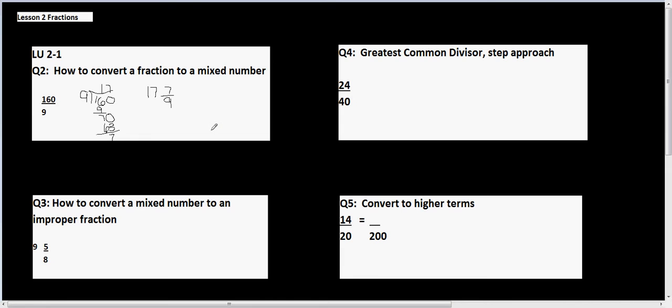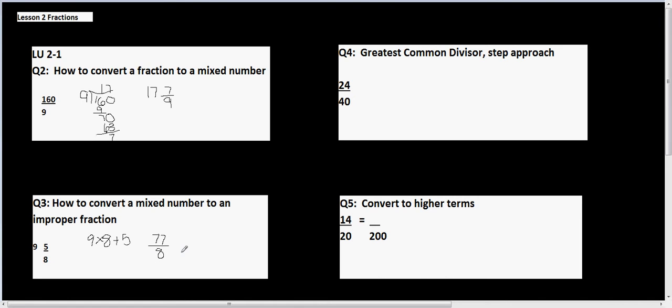Now, if we want to convert a mixed number to an improper fraction, in our example we've got 9 and 5/8. How many 8s do we have in total here? The way to solve that is by taking 9 times 8 and then add 5 to that. So 9 times 8 is 72. 72 and 5 is 77. So in total we are going to have 77/8. And that's our improper fraction.